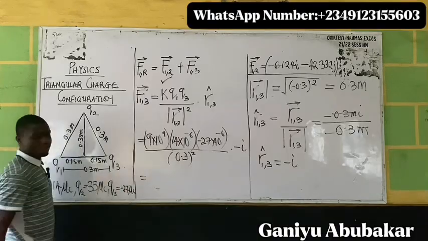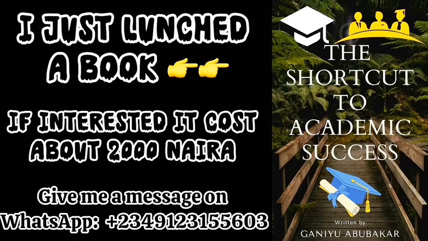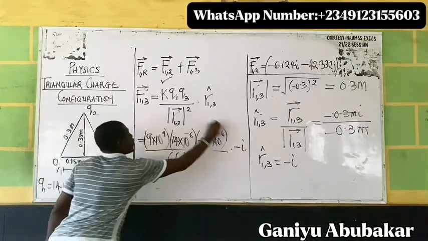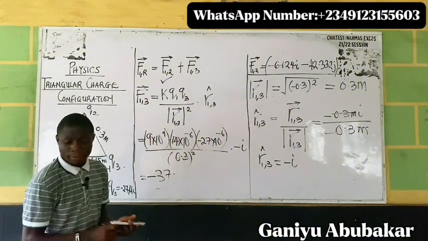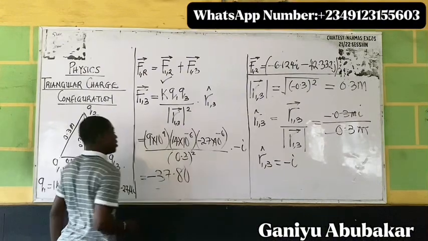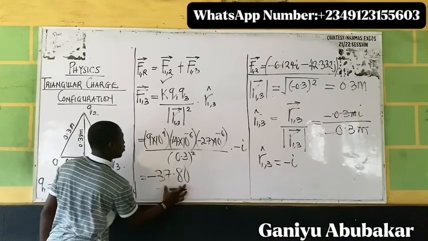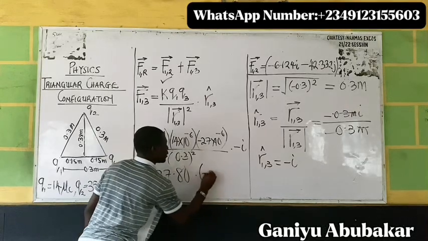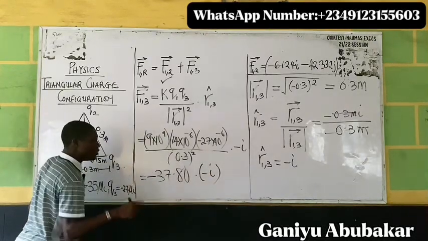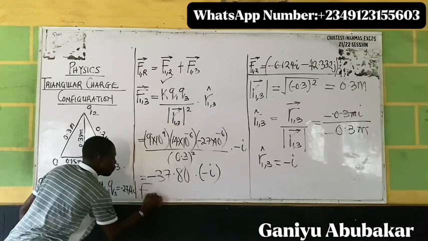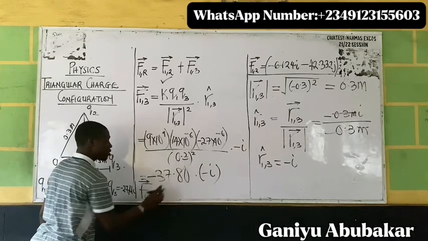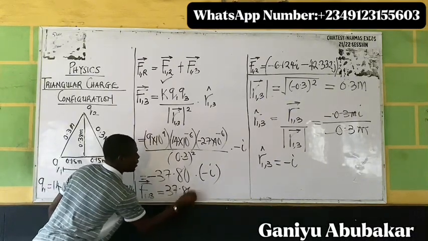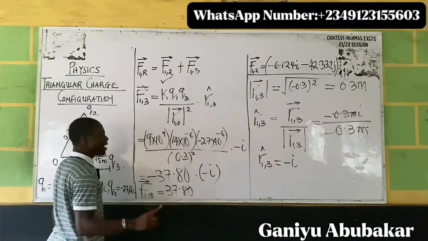This is now equal to, punch all this value here, 37.8. Everything here gives you a negative value, by the way, dot in a bracket minus i. So the value now for F13 will be equal to, minus is plus, I'll have 37.80 i.